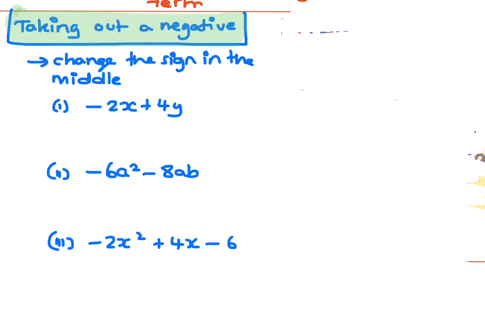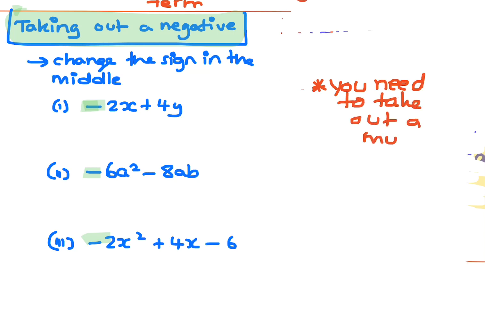Okay, so I'm just going to look at factorising where there is a negative out the front. You notice in all of these, there's a minus out the front. What happens when there is a minus out the front? First of all, you need to take out a minus. So if there is a minus out the front, you will need to take the minus out outside the bracket.